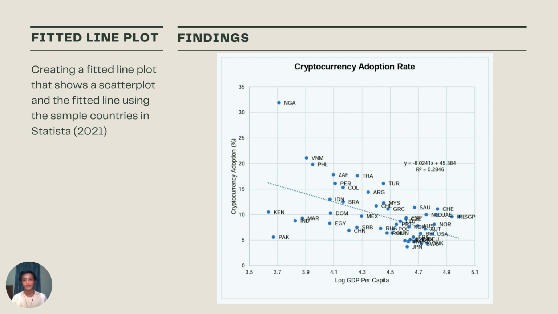However, only 28.46% of the variation in cryptocurrency adoption rate can be explained by the log GDP per capita, where the rest is explained by other factors.